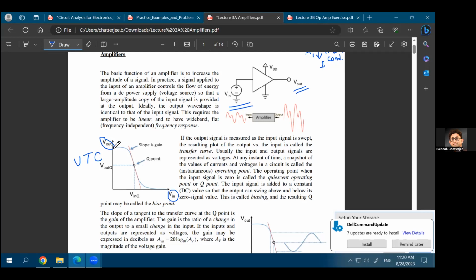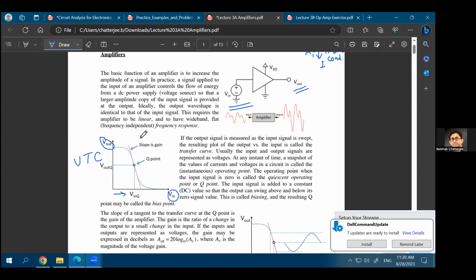As you increase the input voltage from 0 to a high value, initially your output voltage remains high. Output voltage remains a high value for some time when you are increasing your input voltage. Then suddenly it starts to drop, and then eventually it becomes very close to 0. So let's just assume this is how your VTC looks for a voltage amplifier. We'll discuss why it looks like this in a couple of slides. Right now, just assume that this is true.